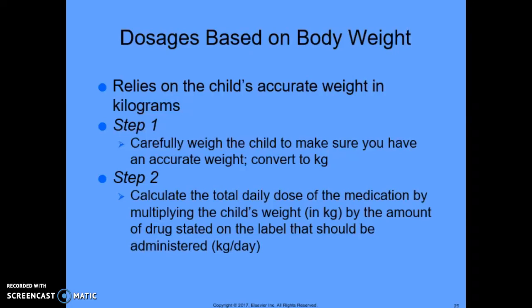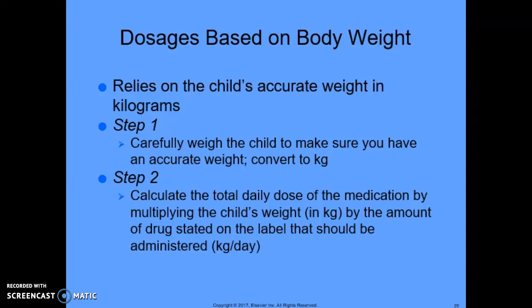We typically take the child's weight in kilograms. So it's important that you understand how to convert for your dosage, from pounds to kilograms. Basically, you want to convert the child's weight to kilograms by dividing the number of pounds by 2.2. So 1 kilogram equals 2.2 pounds.